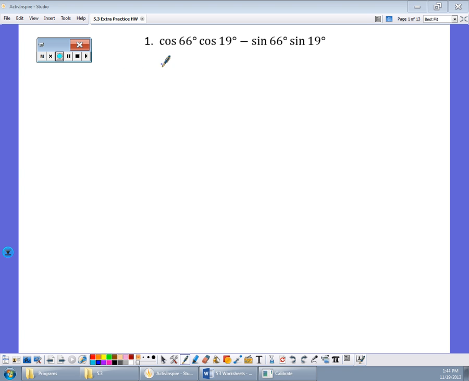So this first section, all you had to do was go backwards. So you're starting with the trig identity, and you simply have to figure out which one it is by looking at the given identity. So here you see you have cosine and cosine minus sine and sine. So right away that should give it away that it is a cosine identity. And then you just have to figure out if it's a sum or difference.